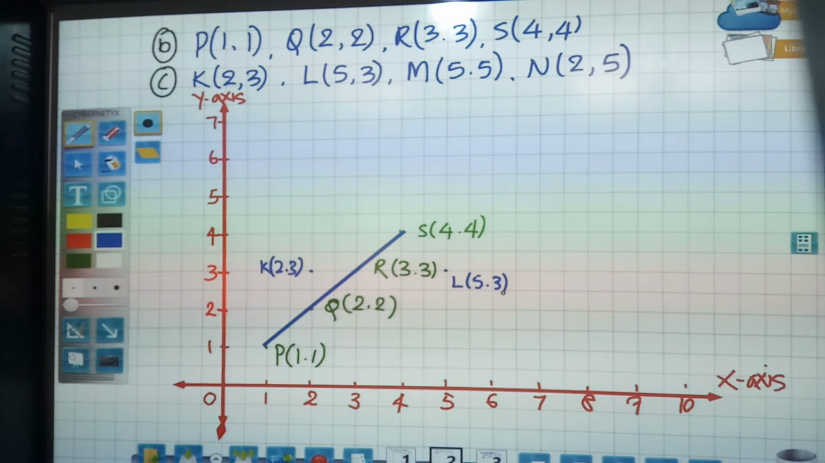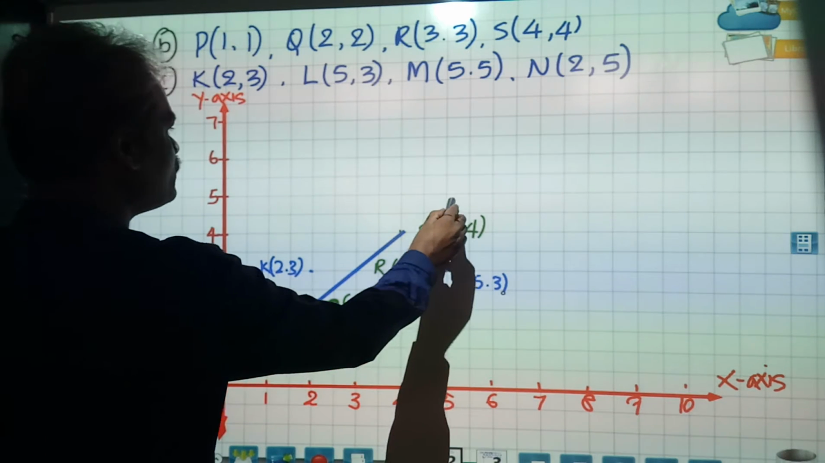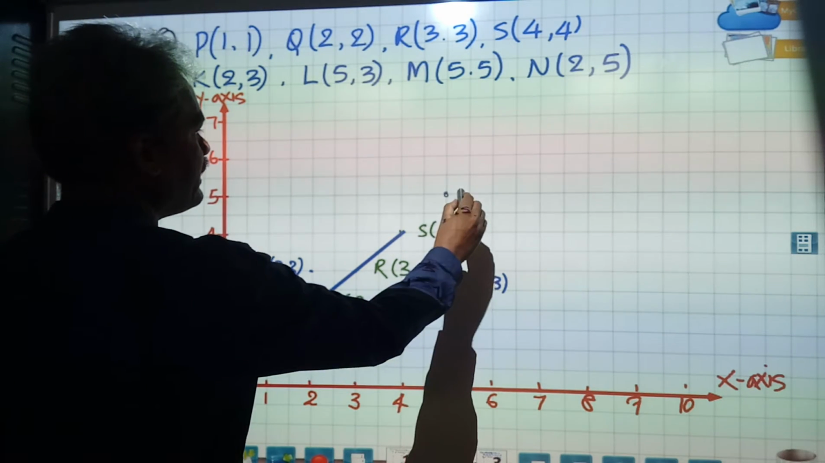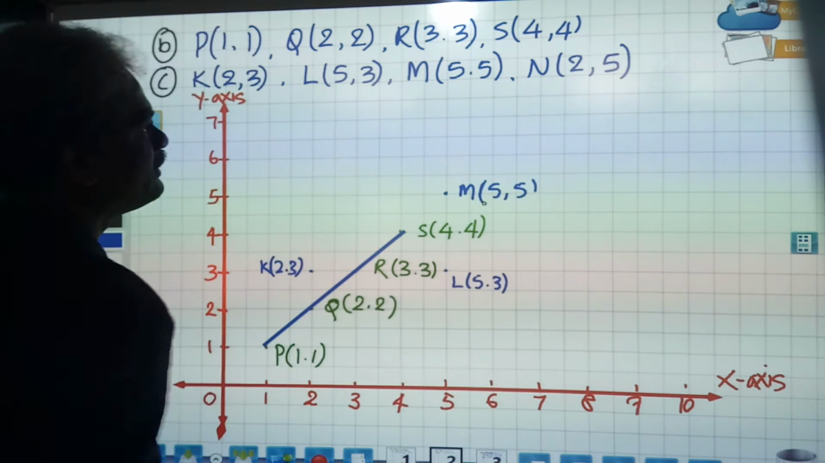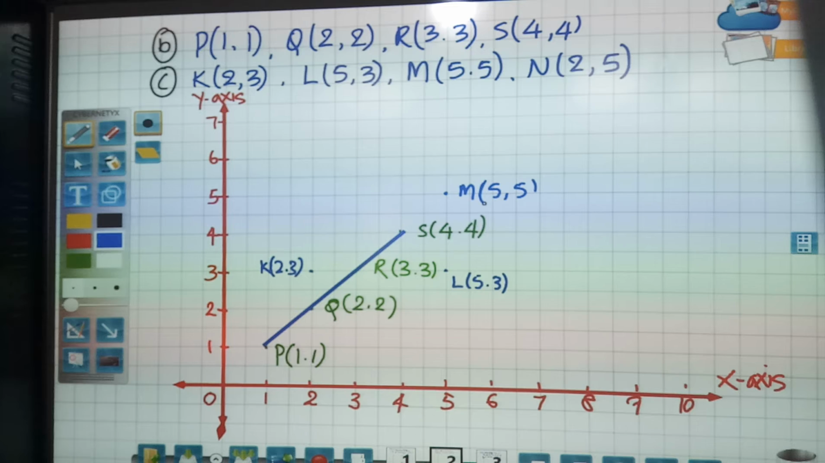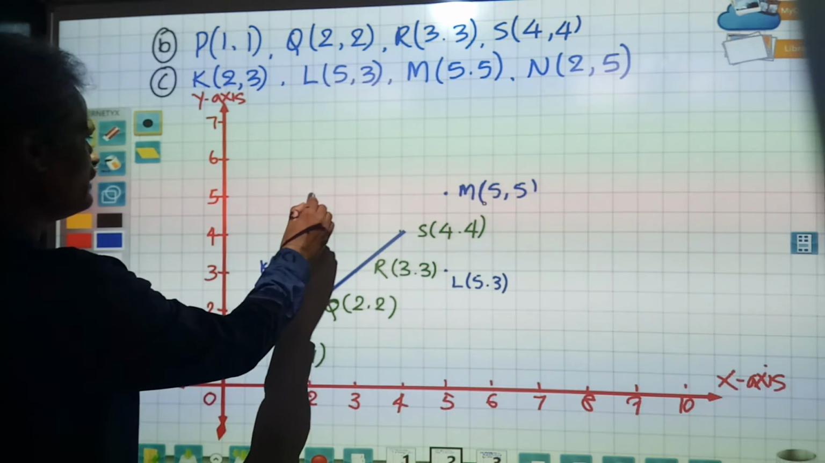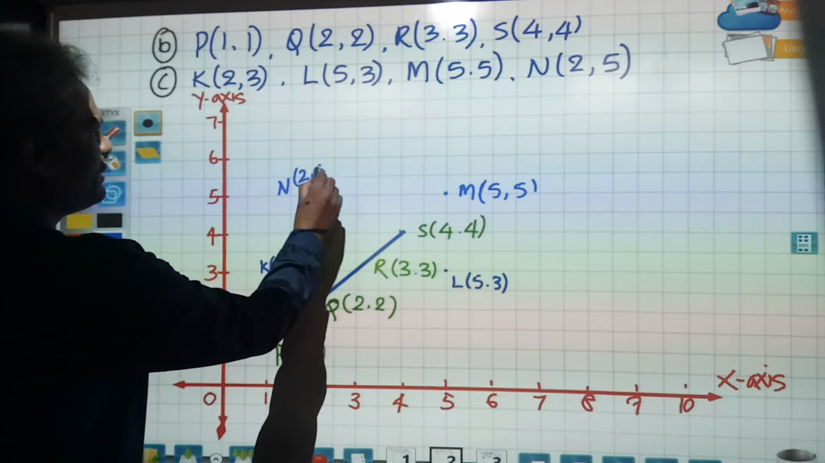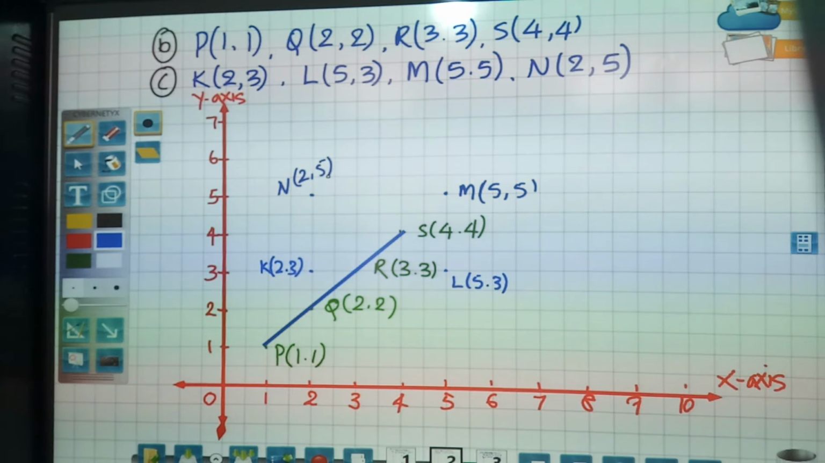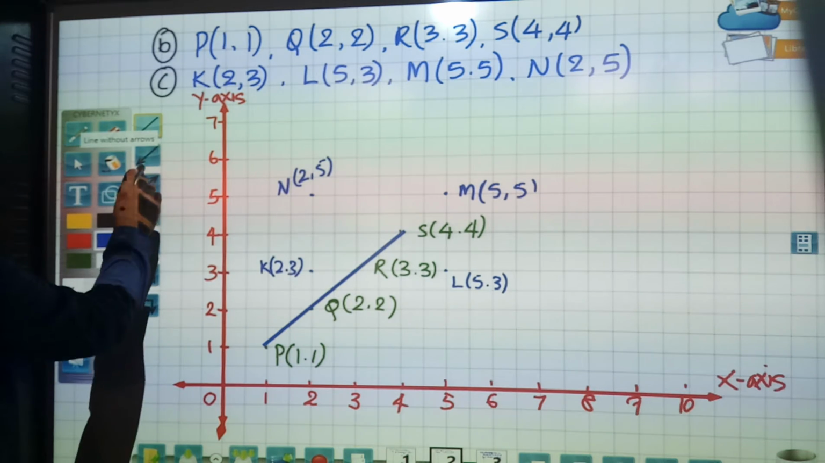Then M, 5, 5. So 5, then vertically you should go 5. That is M, 5, 5. Then the last one, N, 2, 5. Along the x-axis you go 2 units and vertically you go upward 5 units. This is the point N, 2, 5. Now if you join all these points, you will see whether you get a straight line or not.